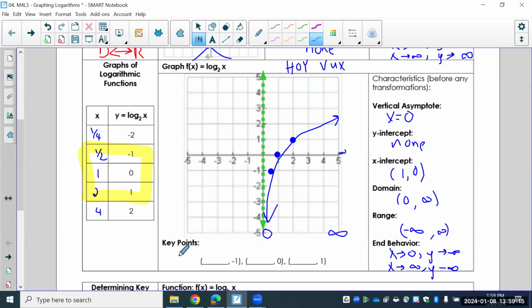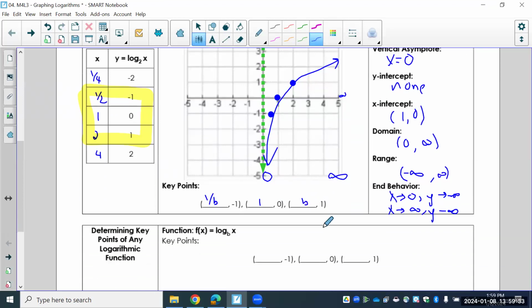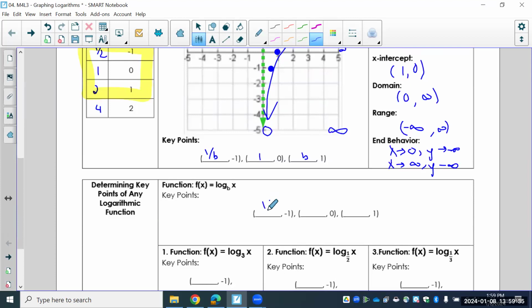And this all starts with these key points reversing. So the key points for this particular graph would be 1/2, -1, 1, 0, 2, 1. But in general, they would be 1 over b, 1, always 1, by the way, and then b. But specifically for this graph, they are those things. So we can just write that down again here. If you want to go back and make these specific to the graph, you can. It's up to you, however you want to take your notes.